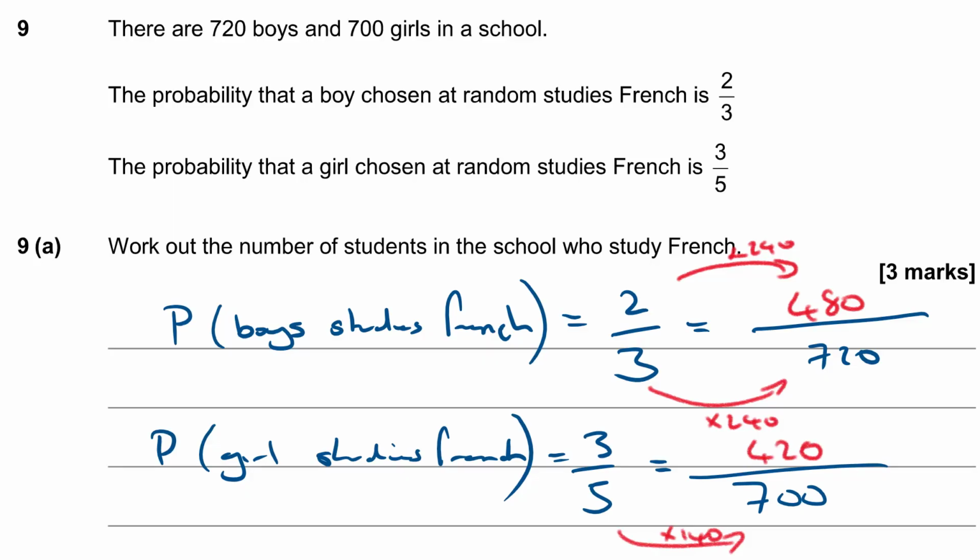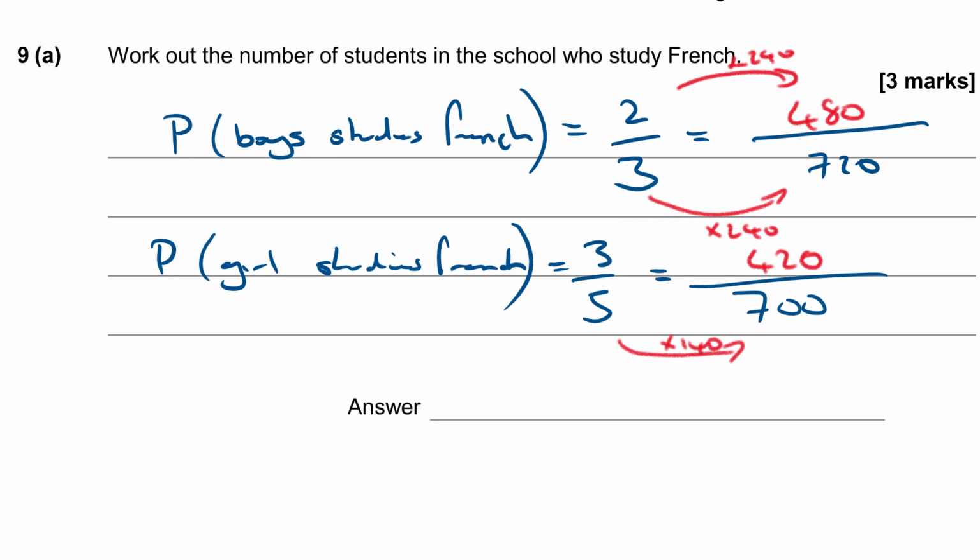So there must be 480 boys studying French and 420 girls. So in total, it's 480 plus 420, which is 900. 900 students.